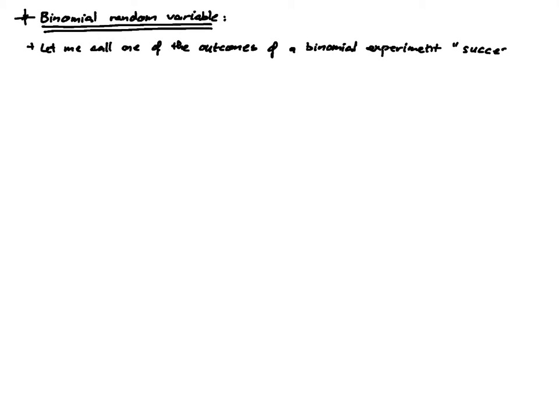Now recall that each of the trials of a binomial experiment must have two outcomes. Right? So let me call one of those outcomes success. Okay, so it's just a name that I just label one of the outcomes success.